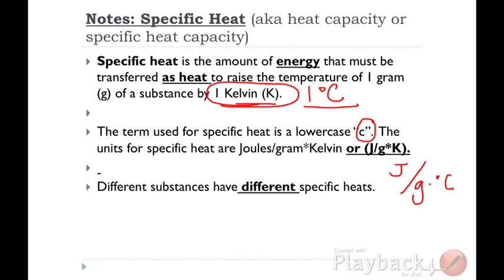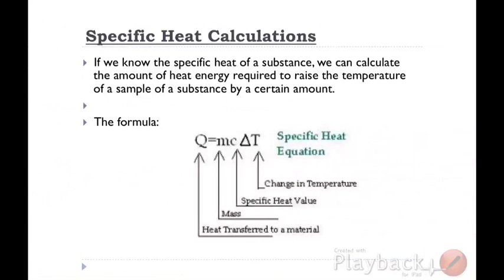The key point here is that specific heat capacity is individual for each substance. In other words, different substances have different specific heats. Here's our equation that we're going to use to calculate how much heat is either absorbed or released during a certain temperature change. If you know the specific heat of a substance, you can go ahead and calculate this.